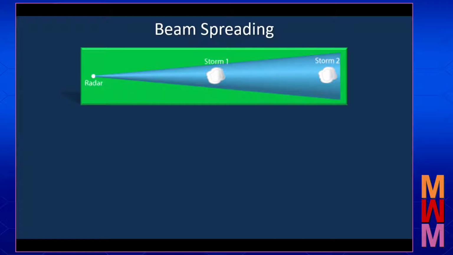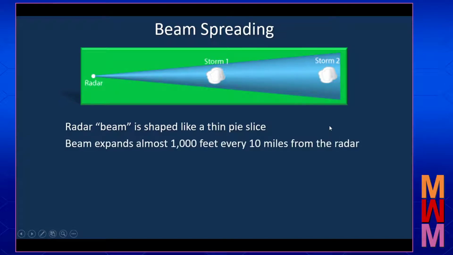Now, there are a couple of important considerations with the radar data. The first is what's called beam spreading. We need to remember that the radar beam is not just like a pencil line coming out from the antenna. The beam is actually shaped more like a very, very thin pie slice. So the beam will actually spread out, get wider as we get further away from the radar. In fact, the beam will expand almost 1,000 feet for every 10 miles that the beam travels away from the radar, from the antenna itself.